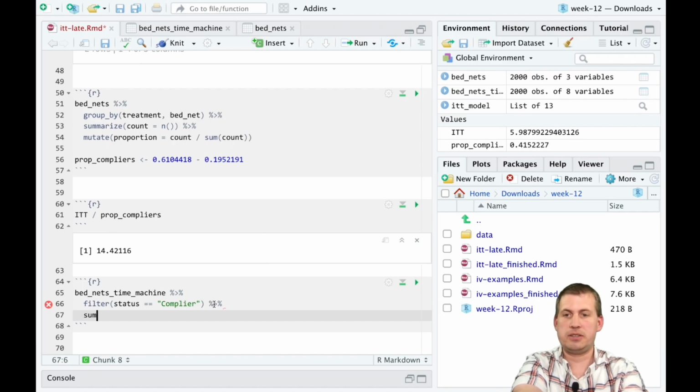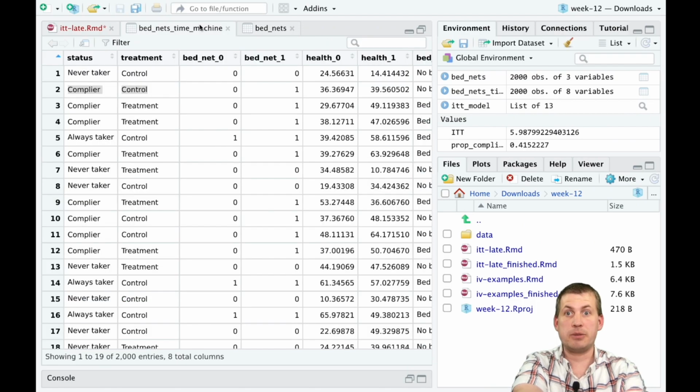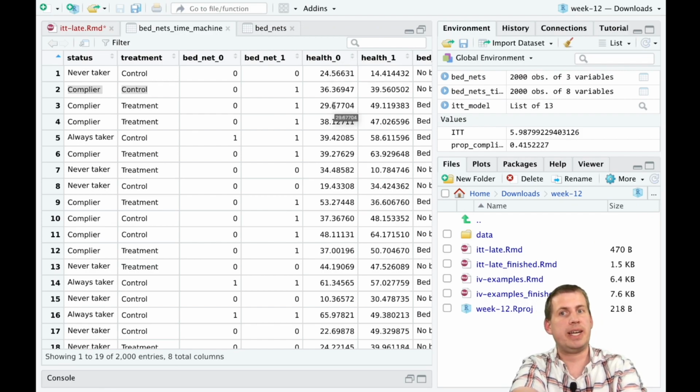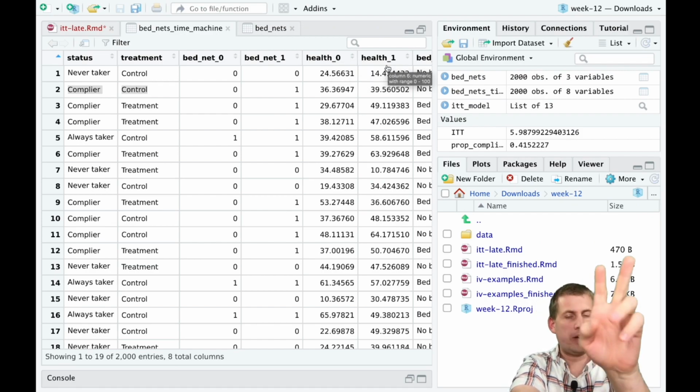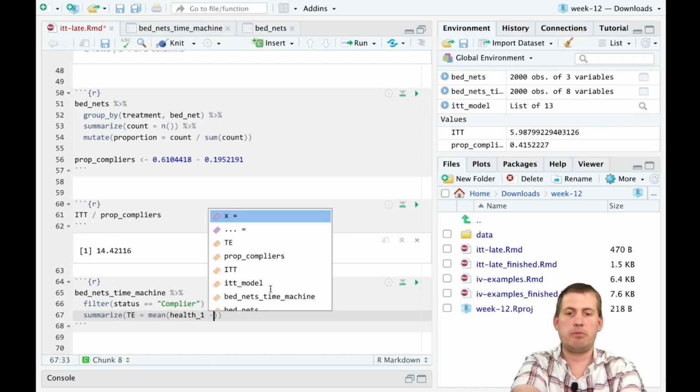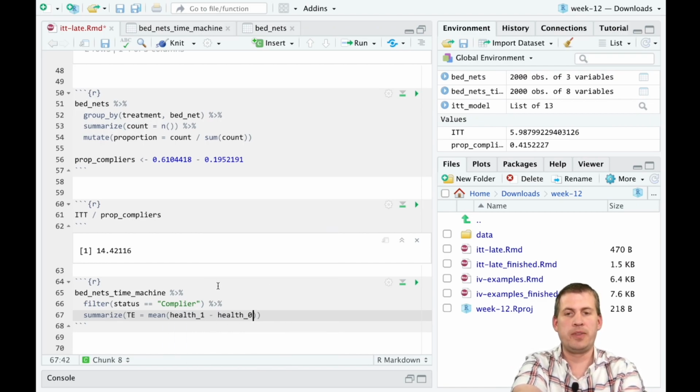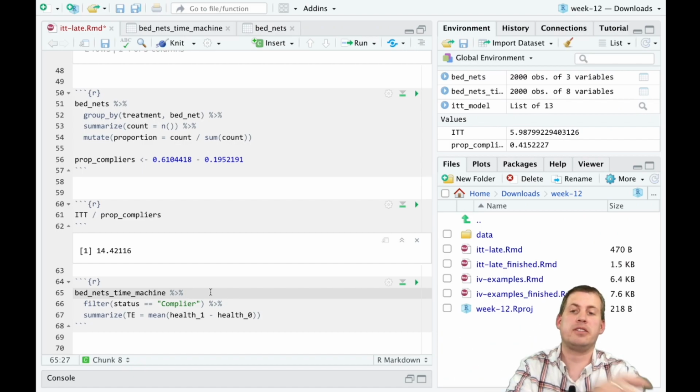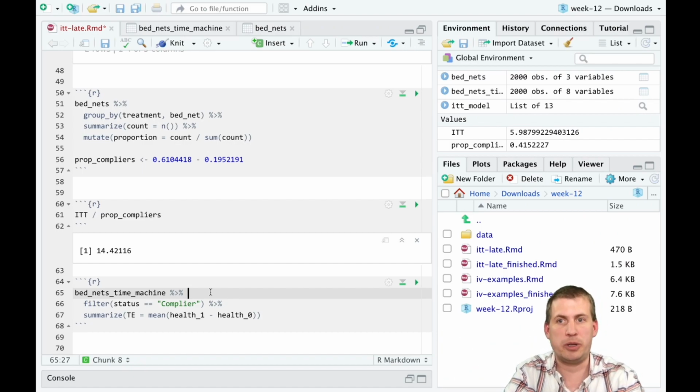So we can say summarize. So our treatment effect is the average of, and because we have this time machine, we can see what their health would have been had they done it, minus what their health would have been if they hadn't done it. And so we know the hypothetical causal effect if we had a time machine there. So if we say mean of health 1 minus health 0, this is going to be the true causal effect for just the compliers, assuming we have a time machine.